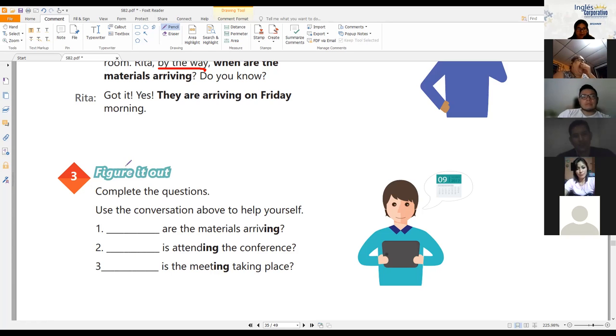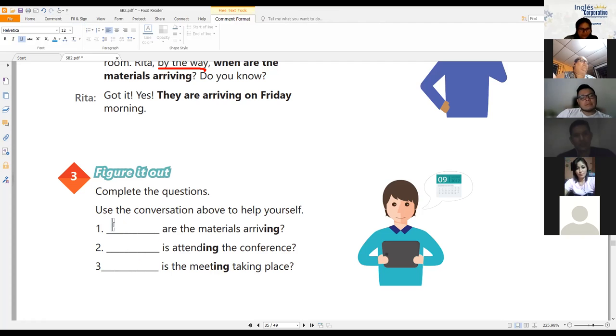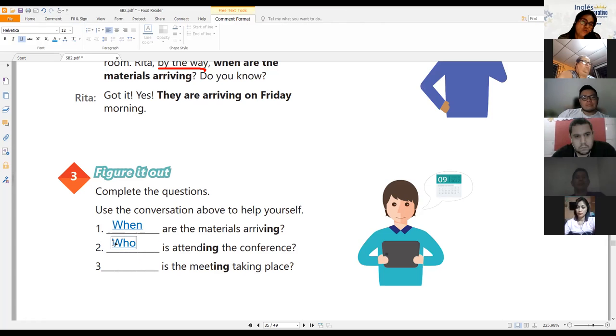When? When? That's easy, right? When are the materials? Yes. When are the materials arriving? What about number two? Who? Who is attending the conference? What about number three? Where? Now tell me, when are the materials arriving?